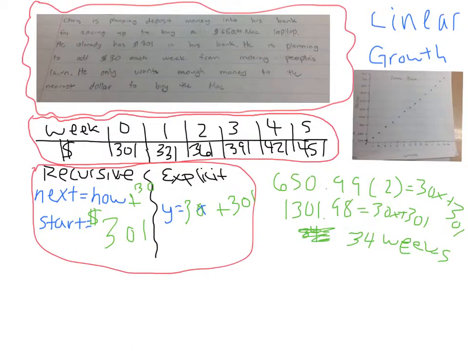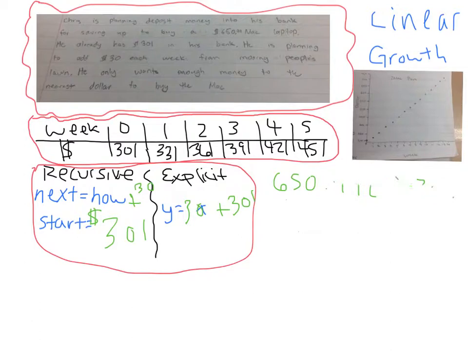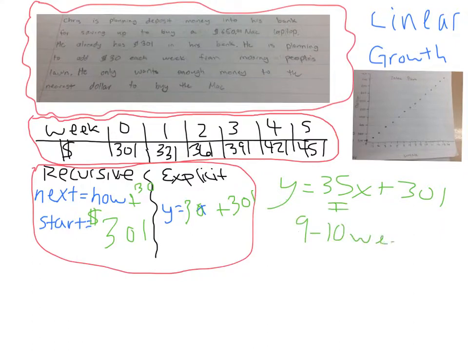Second question. If he was given the opportunity to deposit $35 each week, how long would it take him? So, you write the equation y equals 35x plus 301. You go to y equals, you clear your equation, and you write y equals 35x plus 301. You go to table, and after 9 to 10 weeks, you have enough money.